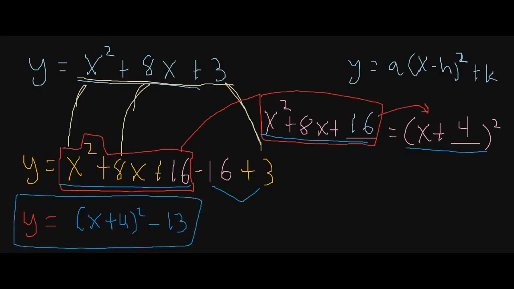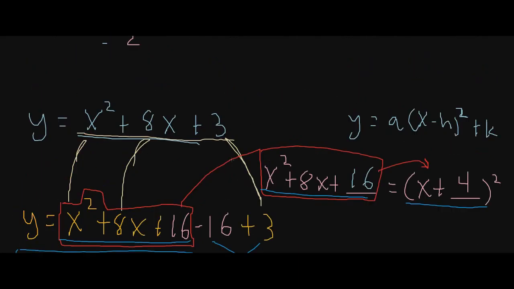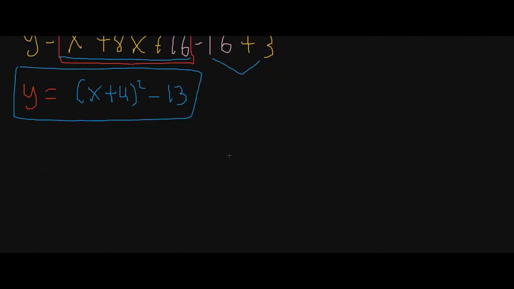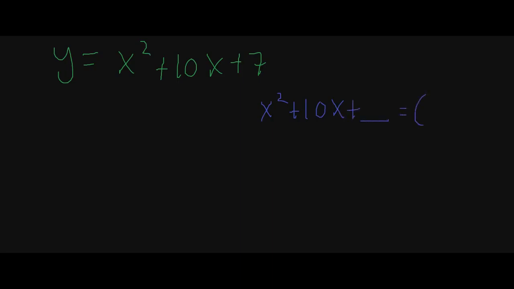So we just saw with one problem how to go from general to vertex form. Let's go ahead and do one more problem. Let's do y is equal to, let's say, x squared plus 10x plus 7, and we want to convert this to vertex form. So first thing we always do is ask, what number do we need to add on the outside to get a perfect square? I'll do the same thing we did before.